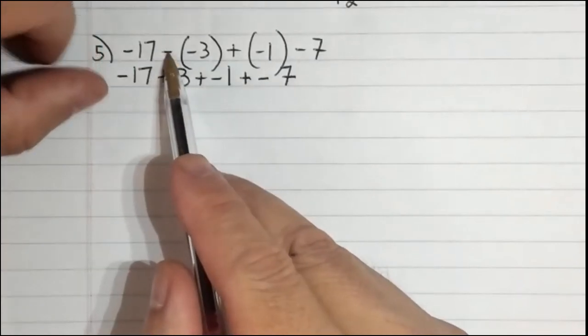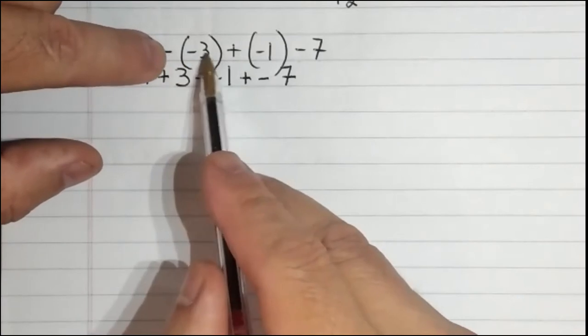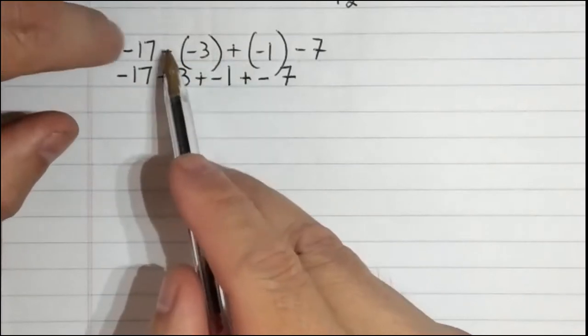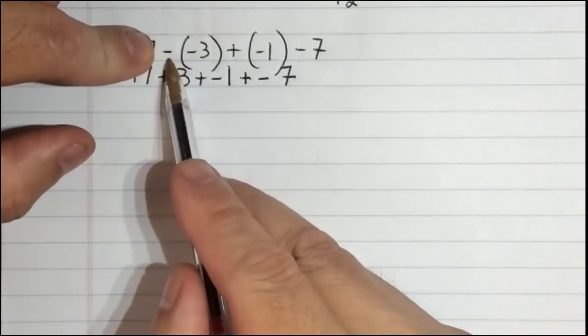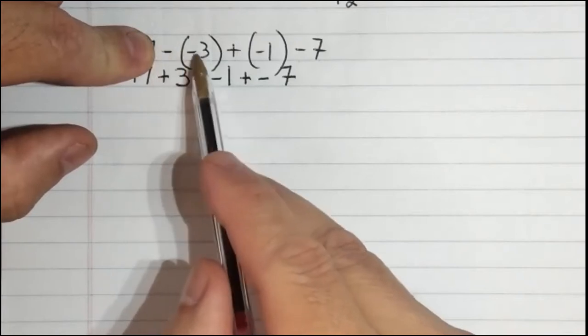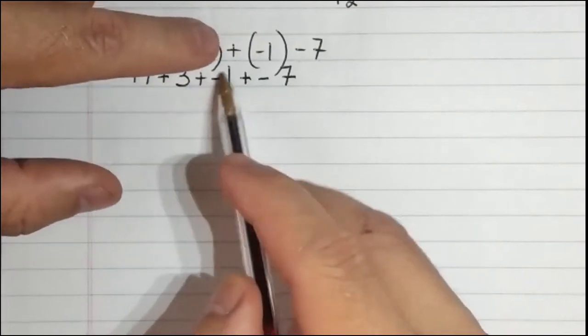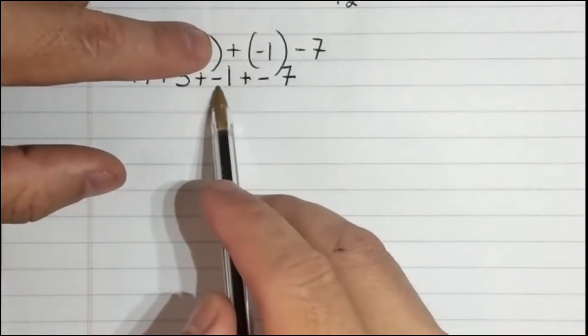-17 is subtracted because the first thing you see is a subtraction sign. Following the -3, you see an addition sign. Okay, so we know we're subtracting, and we're subtracting a negative value, so we change the subtraction to addition, and we do the opposite of -3, which makes this +3.